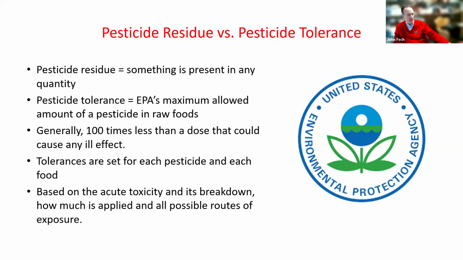The other thing to think about is pesticide tolerance and pesticide residue. And that is an interesting set of terms. A residue is something present in any quantity. It's kind of like the IARC versus the EPA. The pesticide tolerance is the EPA's maximum allowed of pesticide in a raw food. And generally, this is set in a standard of 100 times less than a dose that could cause an ill effect. And tolerances are set for each pesticide in each food.